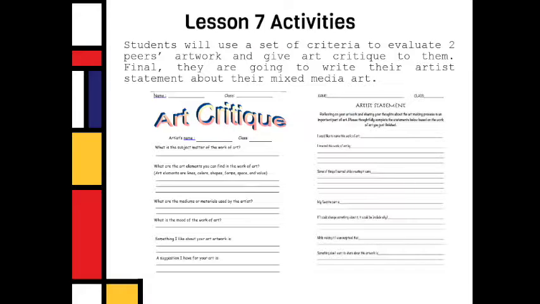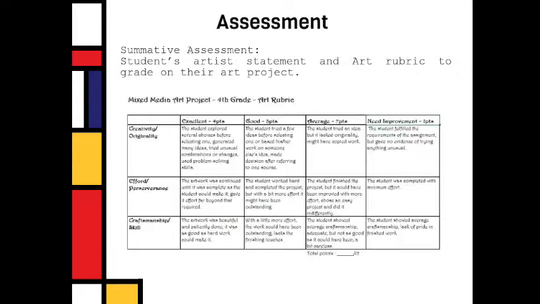In the Lesson 7 activity, students will use a set of criteria to evaluate 2 peers' artwork and give art critiques to them. And finally, they are going to write an artist statement for their mixed media art. So below are examples of the art critique worksheet and also the artist statement about their work. So the assessment is the summative assessment. I will grade the student's artist statement and I will use the art rubric to grade their art project.